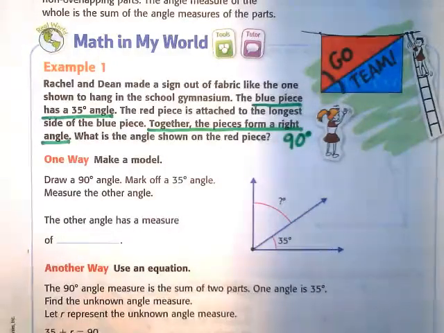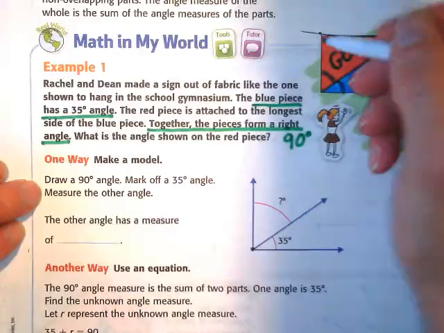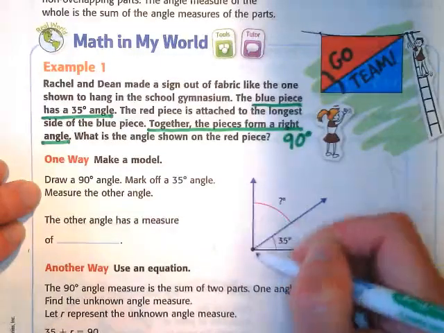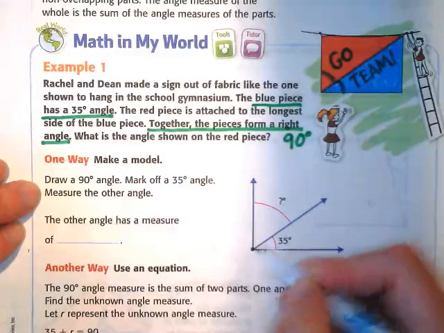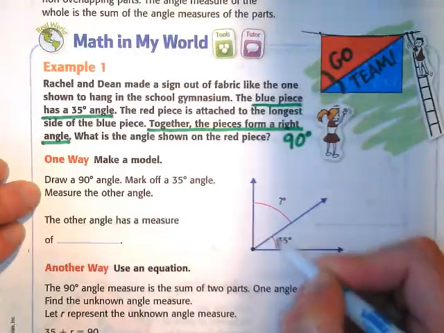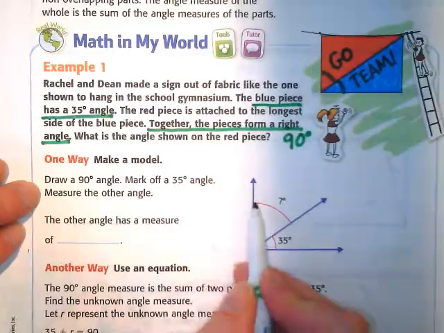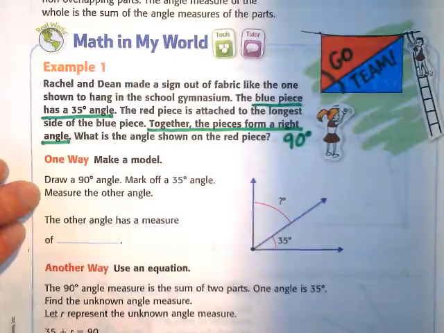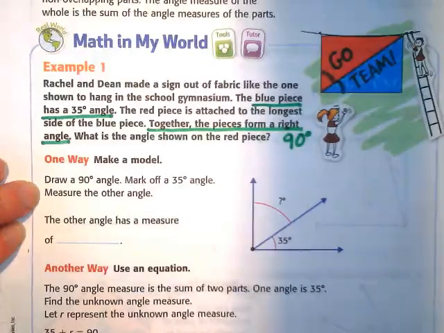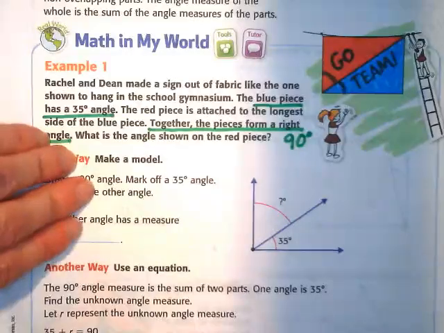Now, how could we figure that out? One way is, if we know that the total is 90 degrees, we could draw a 90-degree angle and then draw a 35-degree angle using a protractor. Or I could figure out about how much 35 degrees looks like. Then I would measure the other angle with a protractor. So that's one way of doing it. And if I measured that with a protractor, I could figure out the missing angle. Now, you do not have a protractor at home, so I have another way to do this.